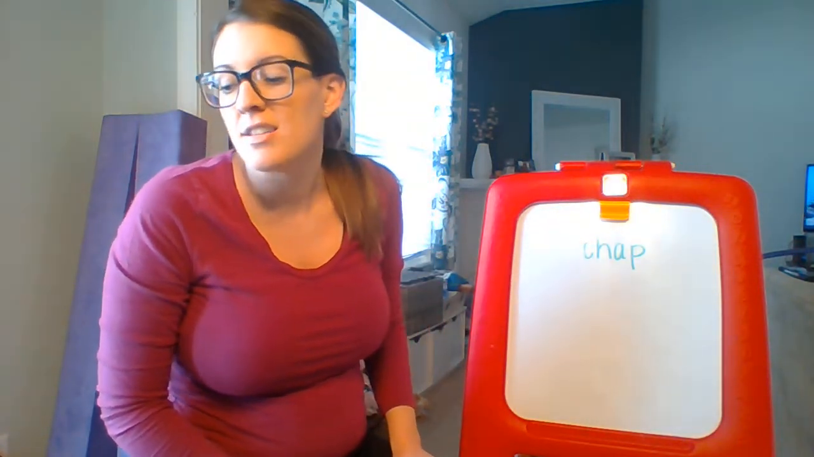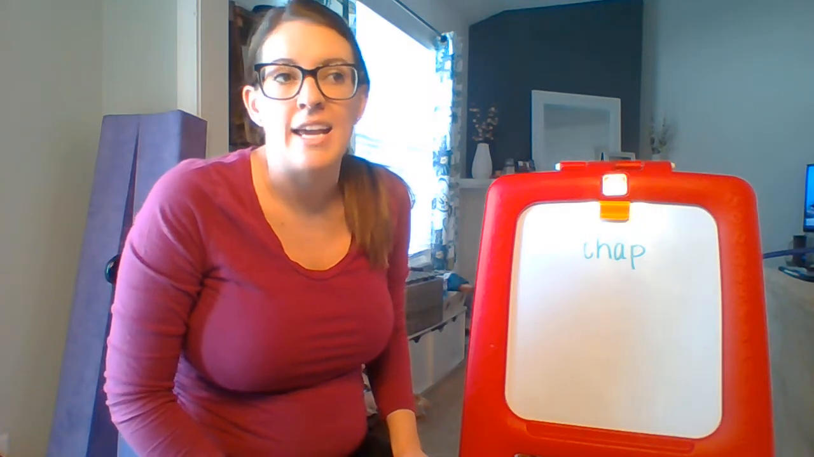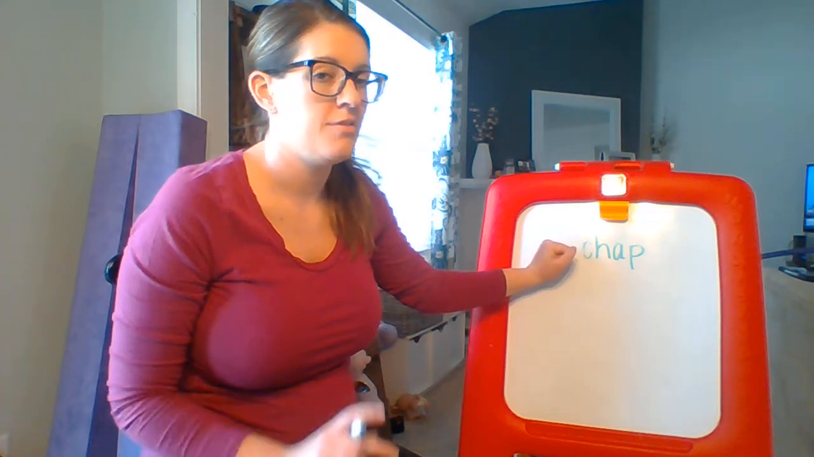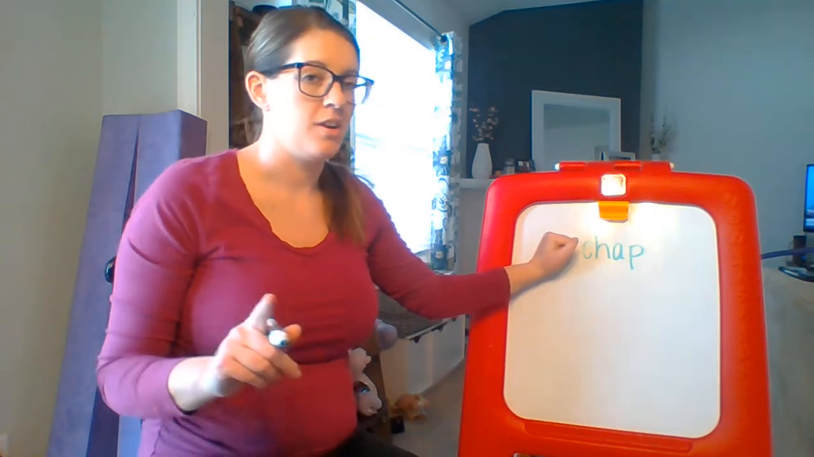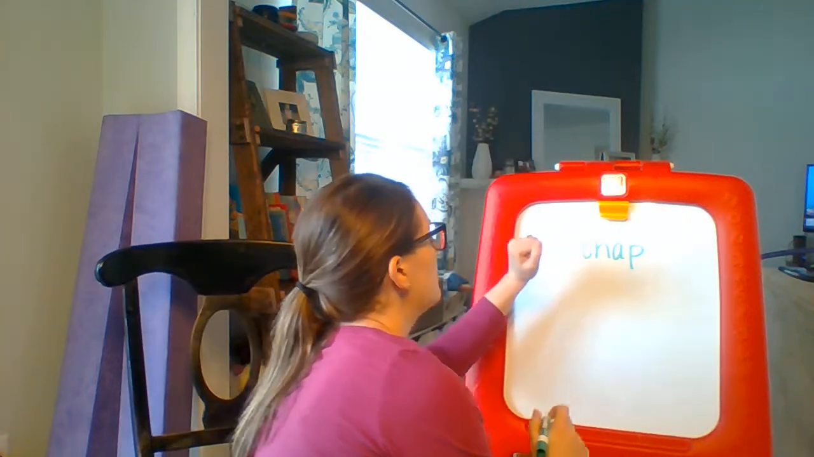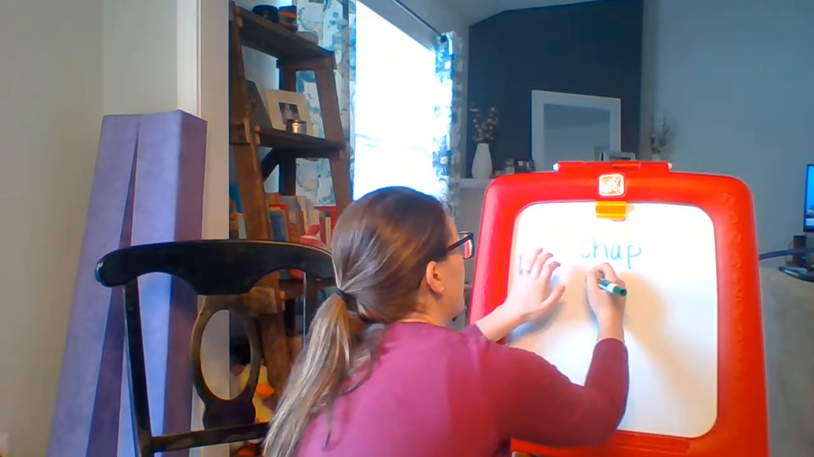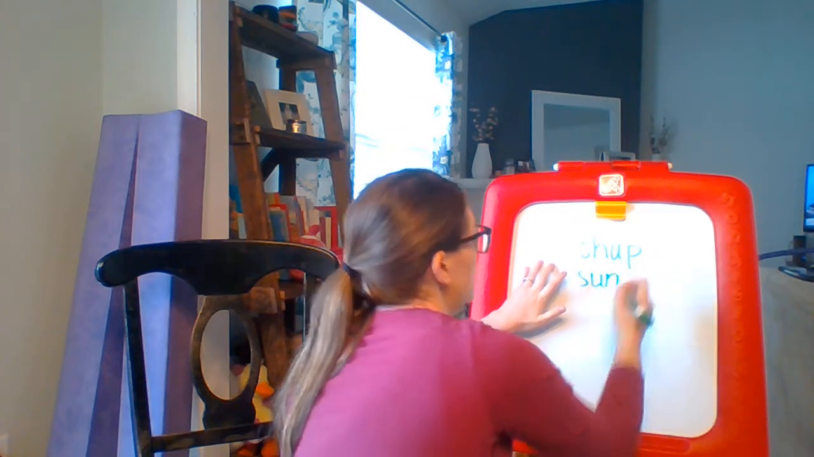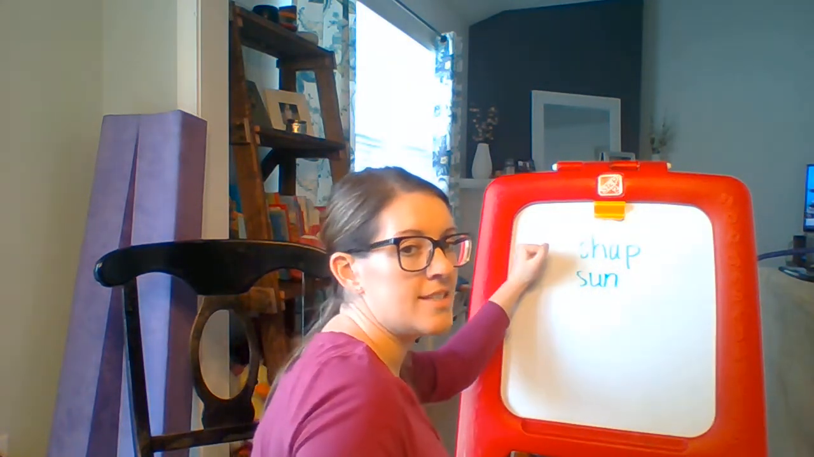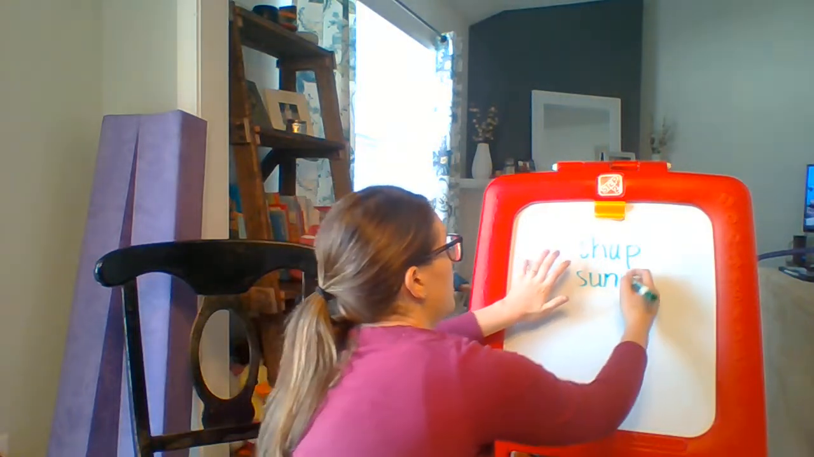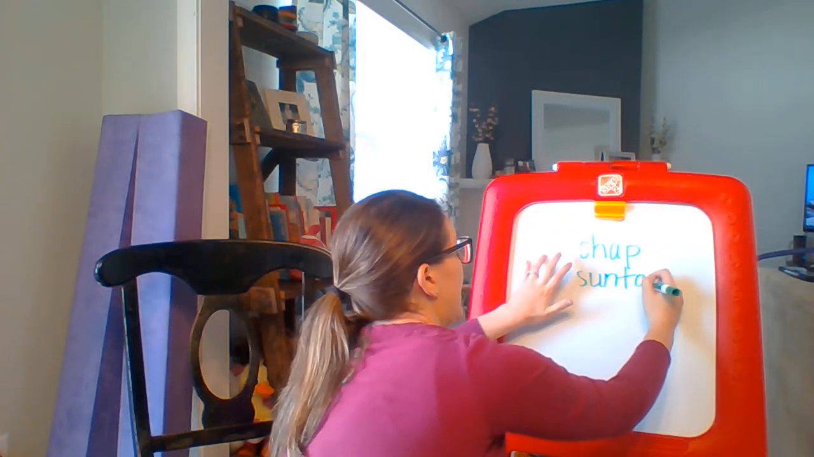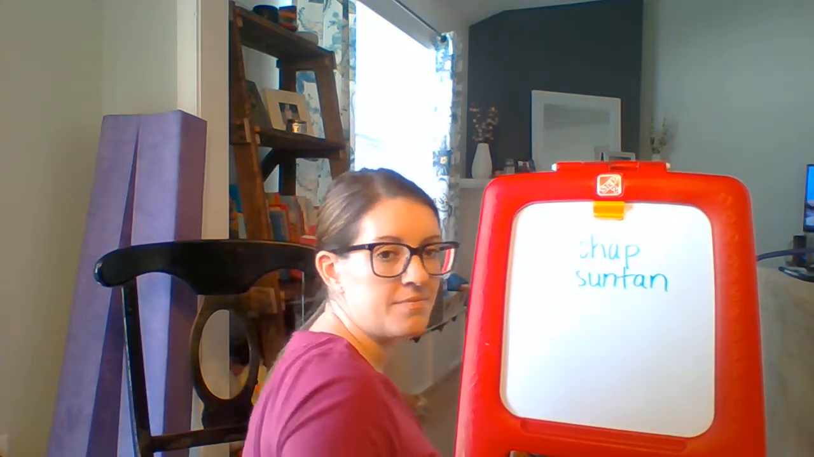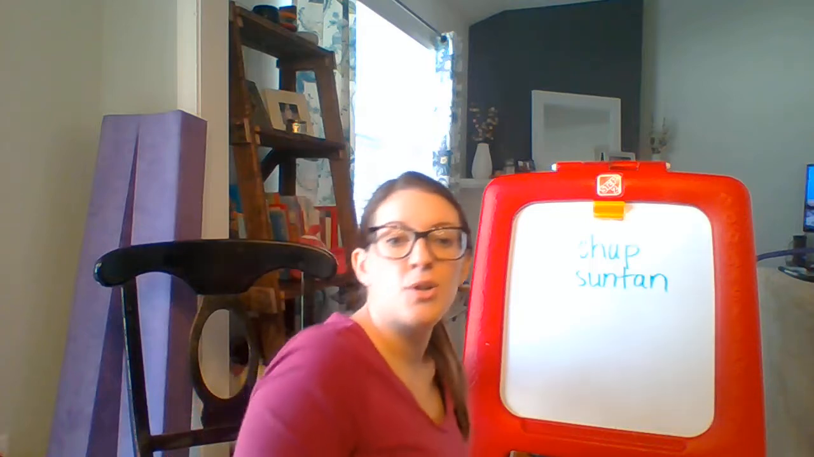Your next one is going to be suntan. I'm going to pound it. Suntan. First syllable, sun. Remember, you're going to go 1 syllable at a time. So sun. I'm going to finger tap it as I write it. Sun. Second syllable, tan. Now I'm going to finger tap it. And tan. Suntan.